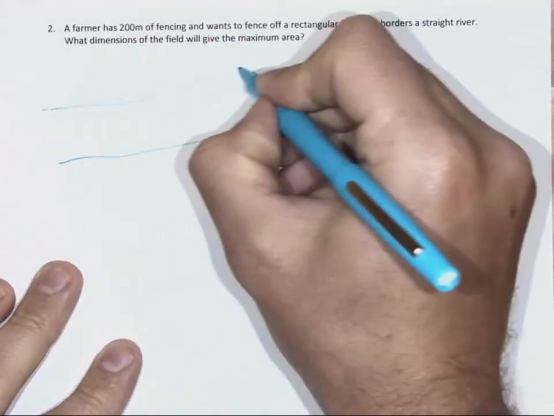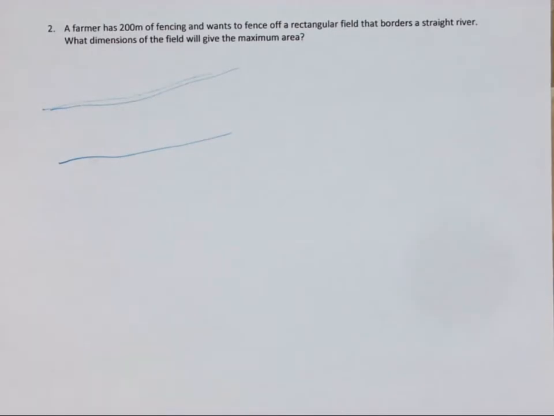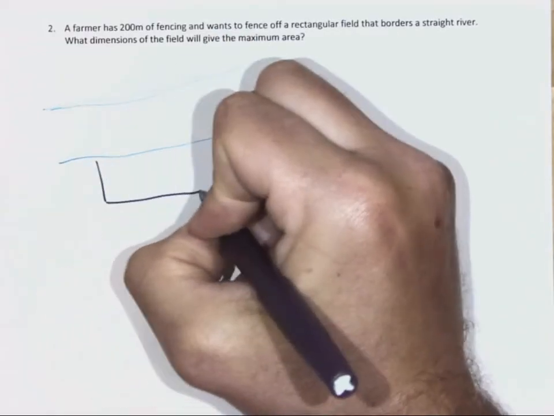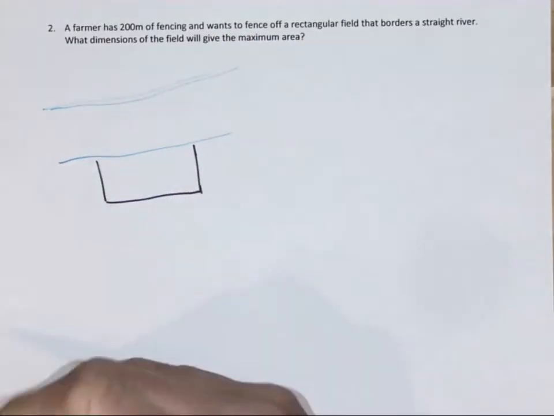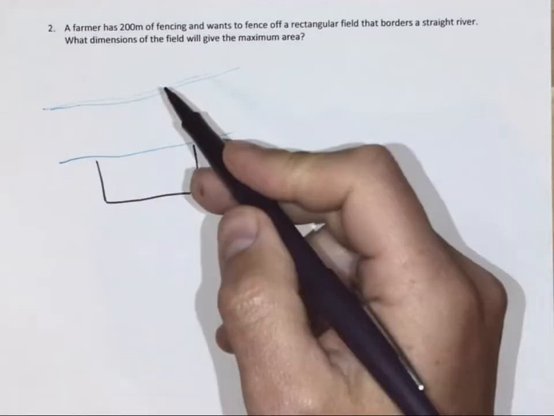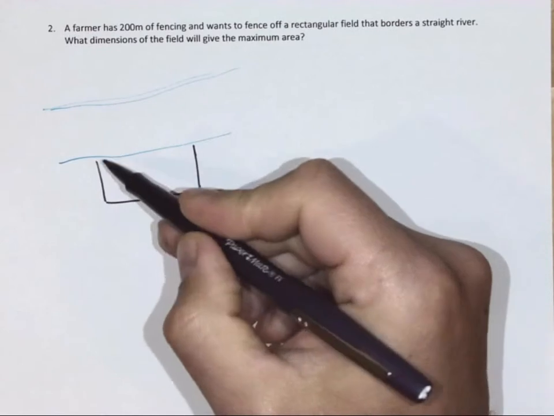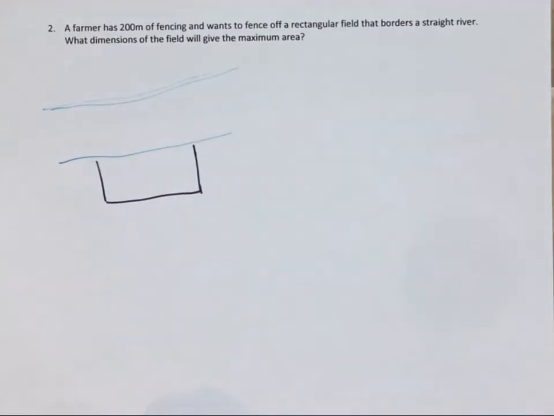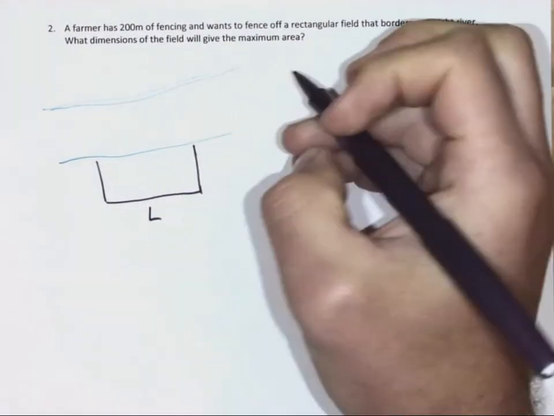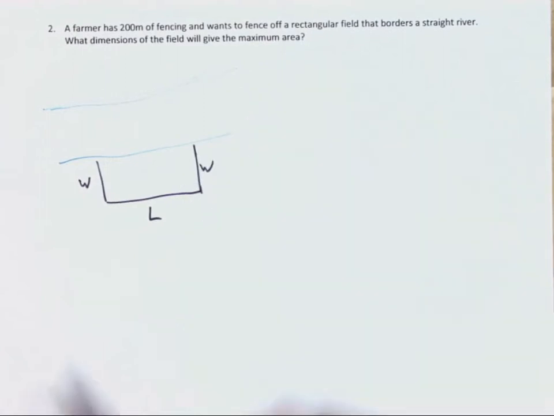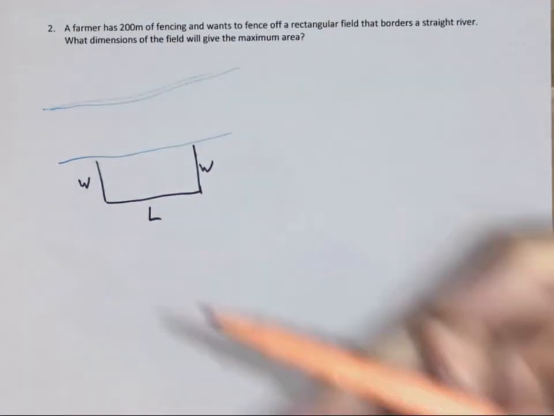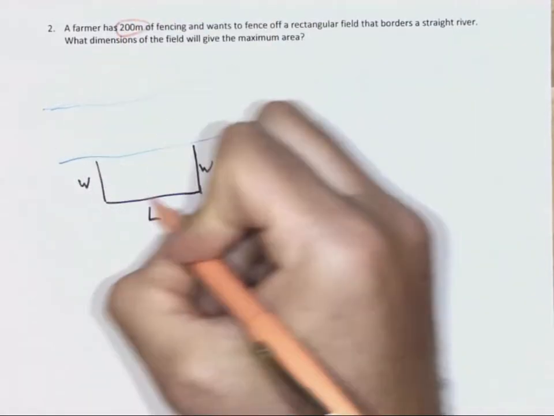We have our river. If we're going to board off against the river, that will make one side, assuming that these things can't cross. Whatever he's trying to board off can't come through the river, so we only need to worry about three sides. We have a length, a width, and a width, and that entire thing is 200 meters.